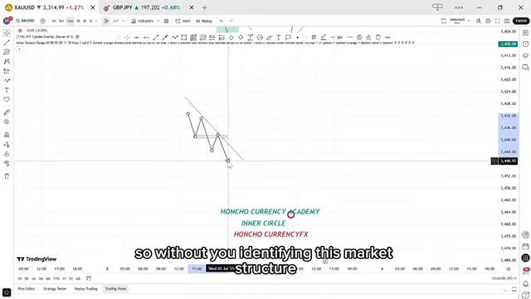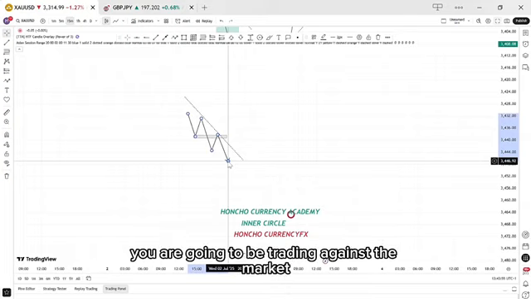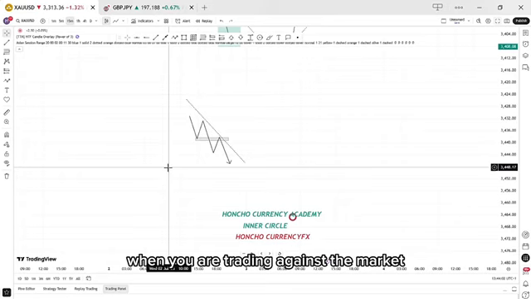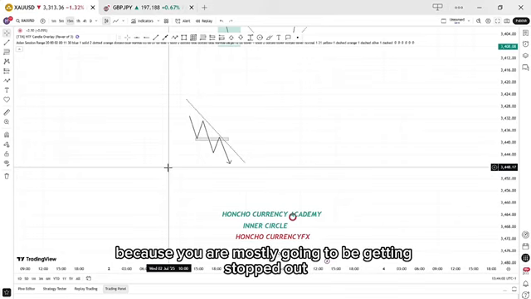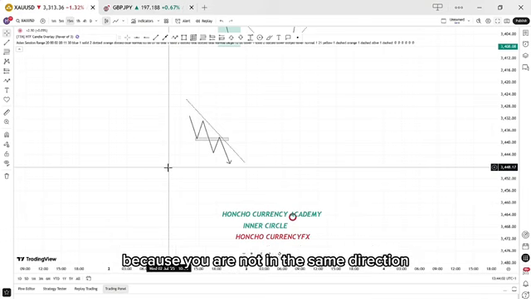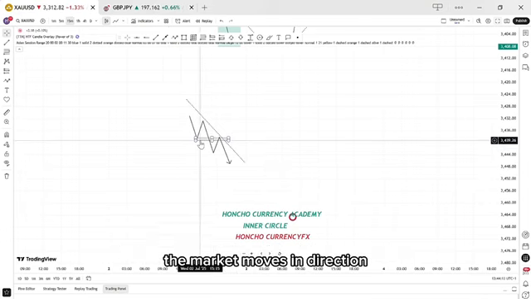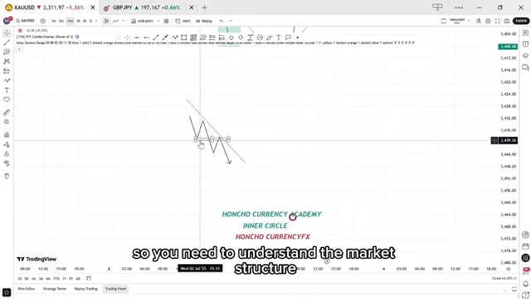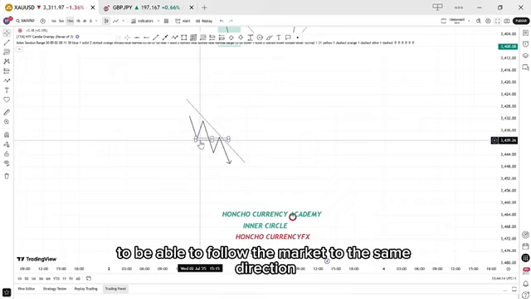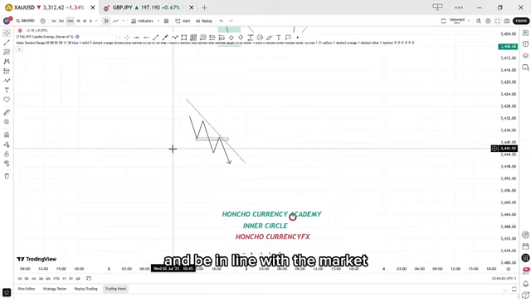So without you identifying this market structure, you are going to be trading against the market. When you are trading against the market, you will likely not make profits because you are mostly going to be getting stopped out because you are not in the same direction as the market. The market does not care about you. The market moves in direction. So you need to understand the market structure to be able to follow the market in the same direction and be in line with the market.